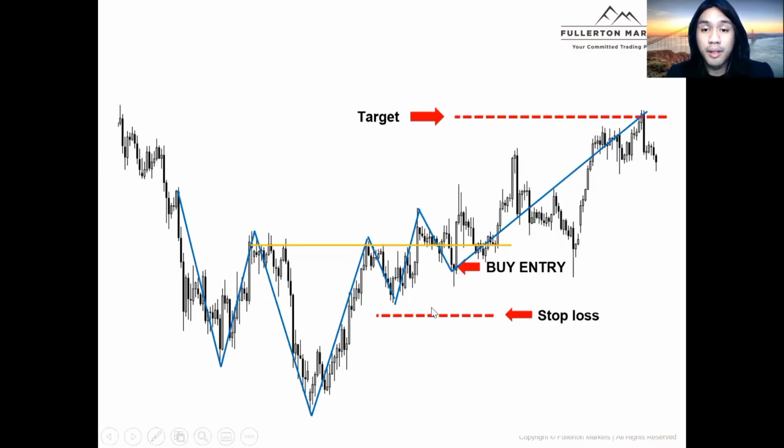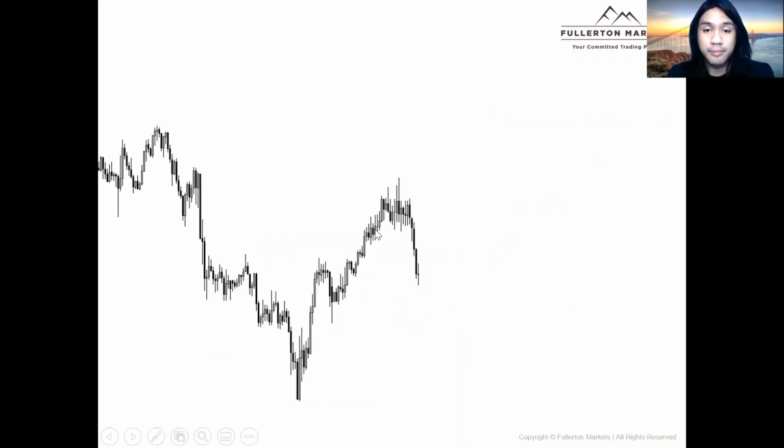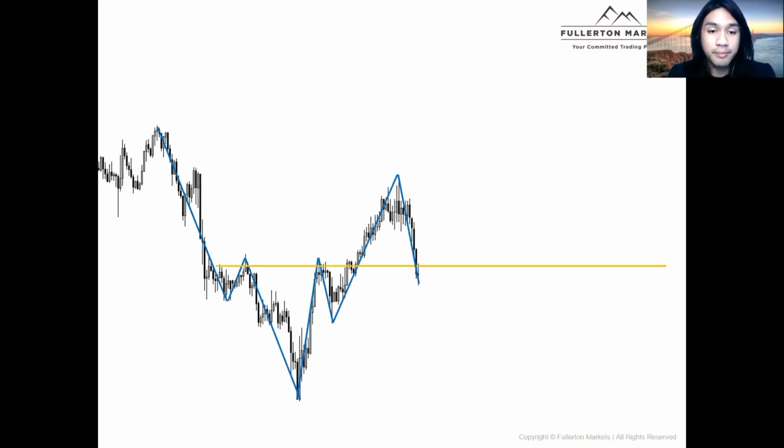So the buy entry, the stop loss, which is quite far, and the target. Very successful trade. Now let's do another one. I'm sure you guys can already see at first glance where the head and shoulders are. Shoulder, head, shoulder, neckline. Prices break out, they enter a retest, and this is now your buy entry.